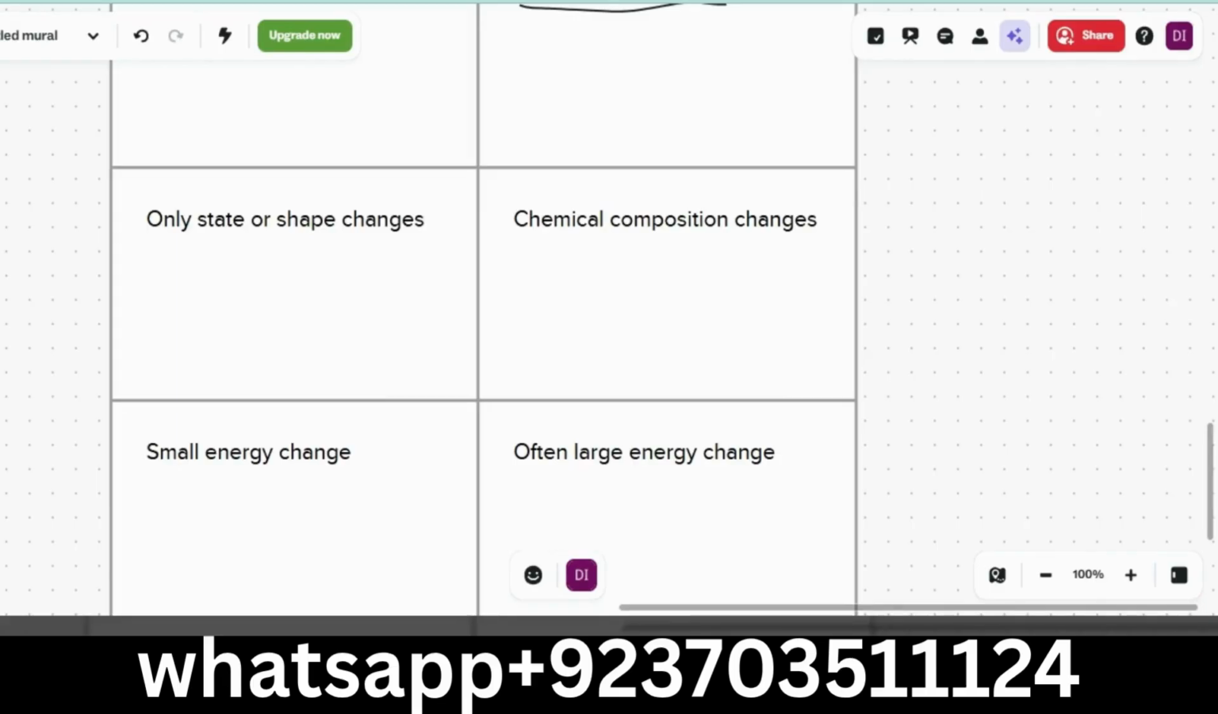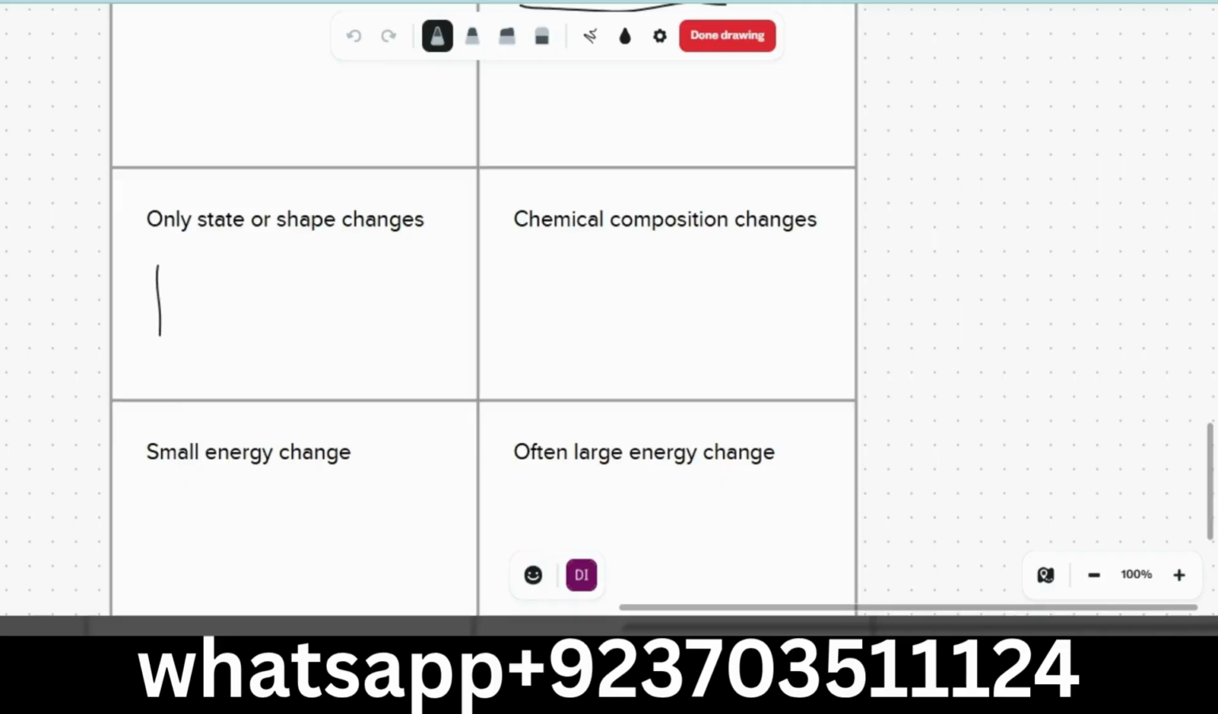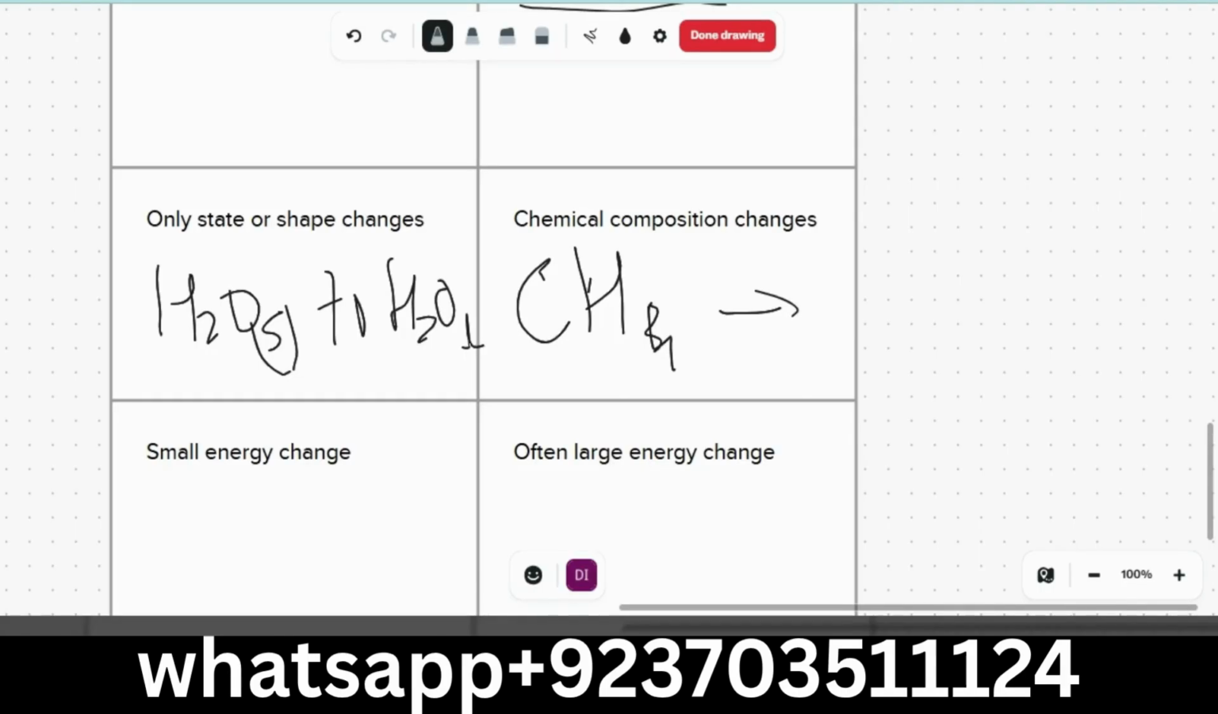Okay, what does that mean? It means that it turns from solid to liquid, okay, to H2O liquid, that is water and ice. But here, for example, if we burn methane gas CH4, it will become CO2 plus H2O. Now the whole composition has been changed.